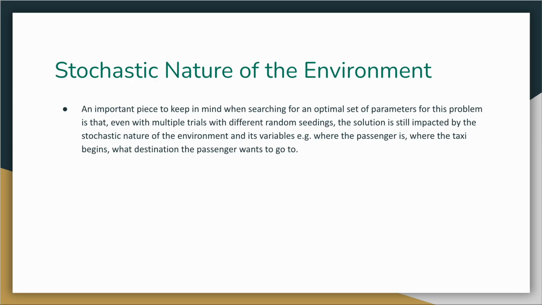It is important to note the stochastic nature of this environment. It is an important thing to keep in mind when looking for an optimal set of parameters for this problem, that even with multiple trials and multiple different random seedings, the solution is still impacted by the stochastic nature of the environment and its variables, like e.g. where the passenger is, where the taxi begins, what destination the passenger wants to go to, etc.